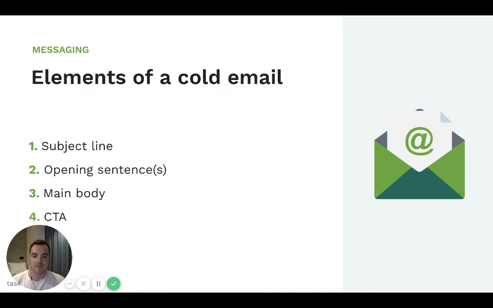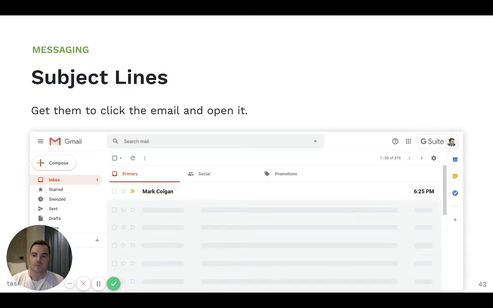When it comes to the elements of a cold email, I like to break it down into four. You've got the subject line, the opening sentence or sentences, the main body, and the call to action. So, subject lines. You often hear the advice that you need to get them to click and open the email. Now, if you really wanted to get people to open your email, this is the subject line you need to use: I've got your wife. That will get almost a 100% open rate.